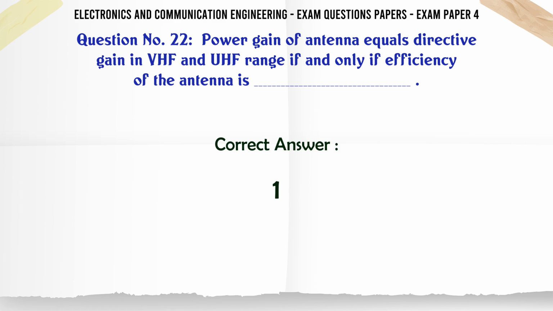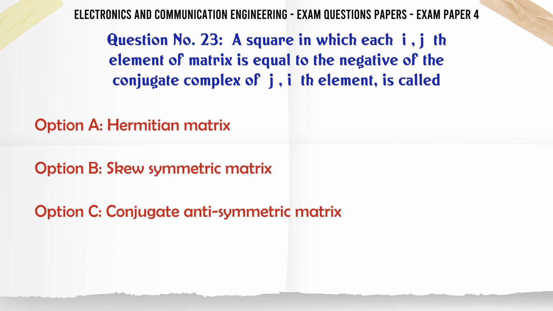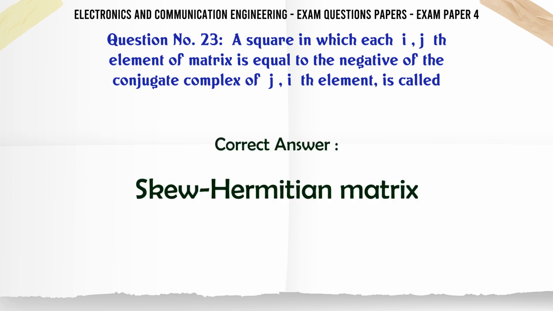The correct answer is 1. A square matrix in which each ijth element is equal to the negative of the complex conjugate of the jith element is called: A. Hermitian matrix, B. Skew symmetric matrix, C. Conjugate anti-symmetric matrix, D. Skew Hermitian matrix. The correct answer is skew Hermitian matrix.